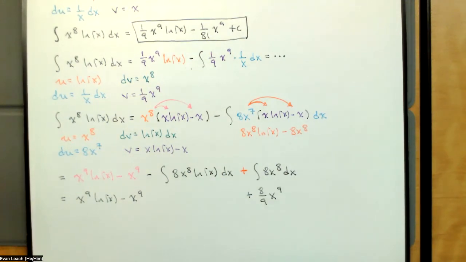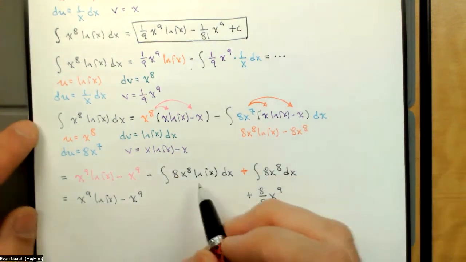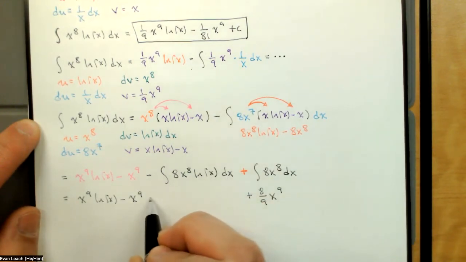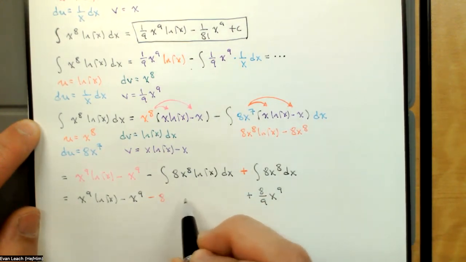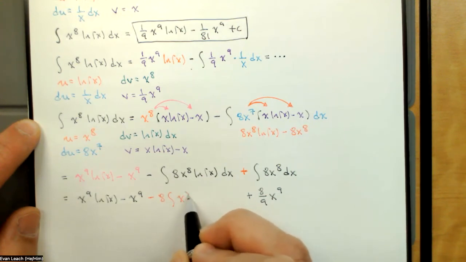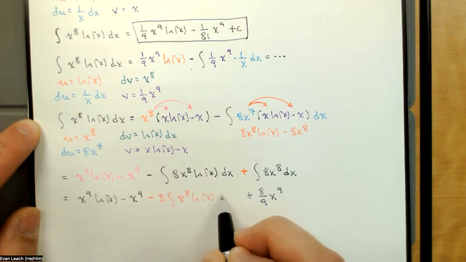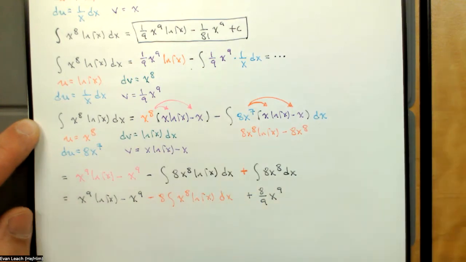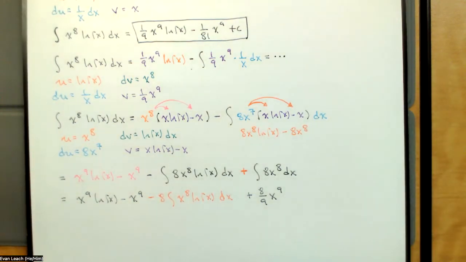This middle integral is 8 copies of what we're looking for, or minus 8 copies of the integral of x to the 8, natural log of x dx. So that part of the secondary integral is just negative 8 copies of the integral that we're looking for.